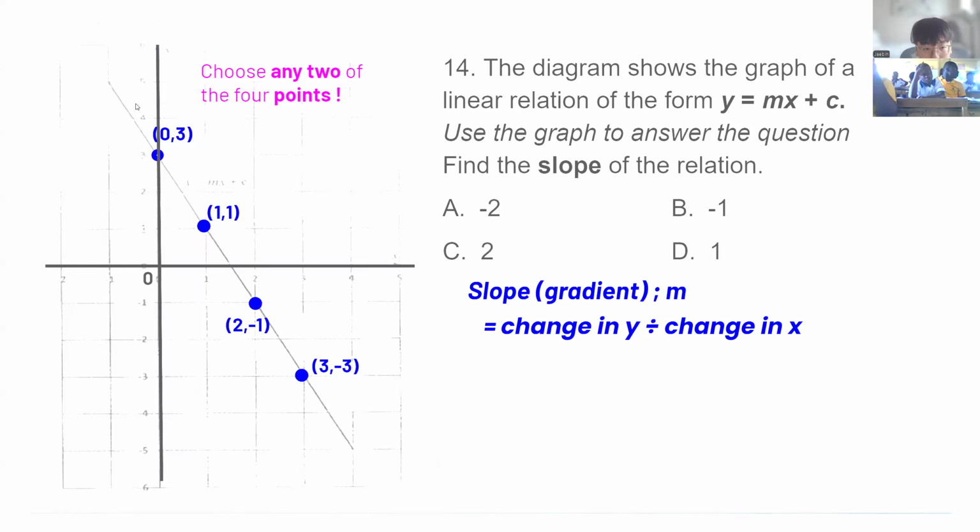Can you see this graph okay? Can everyone see it? Is this too small? It's okay? Okay, great. So the question is, the diagram shows the graph of a linear relation of the form y is equal to mx plus c. Use the graph to answer the question. We're told to find the slope of the relation. What is the slope of this linear graph?